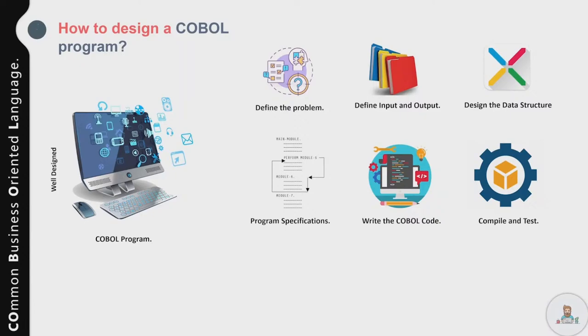After you have written the code, you will need to test it thoroughly to ensure that it meets the business requirement and there are no bugs or errors in the code. Now the final step is deploying the program. Once you're satisfied with the results and the performance of the program, you must deploy it into the production environment. However, you might need to make some final adjustments to ensure that the program runs smoothly in the production environment. So these are the general steps involved in designing a COBOL program.